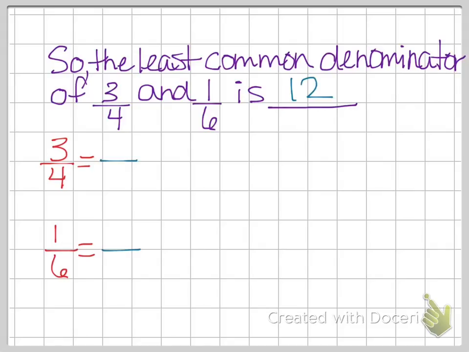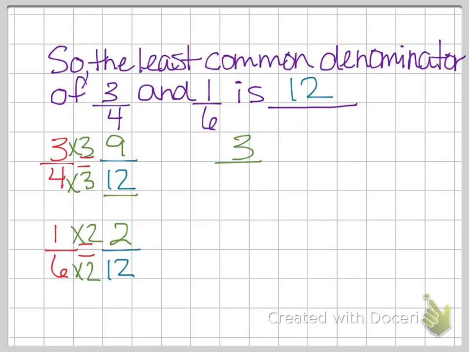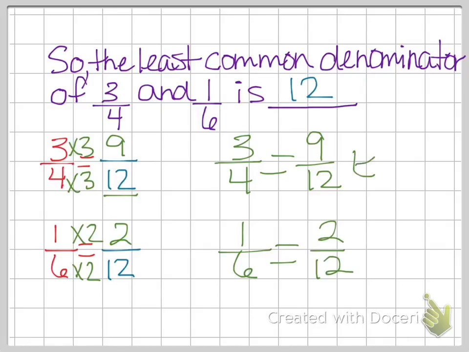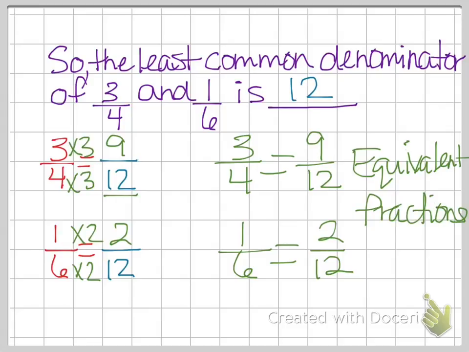So now we will find the equivalent fractions for it. We will put the 12 as the common denominator, and whatever we do to the bottom, we do to the top. So 4 times 3 equals 12, so 3 times 3 equals 9. 6 times 2 equals 12, so 1 times 2 equals 2. So 3/4 is equal to 9/12, and 1/6 is equal to 2/12. These are known as equivalent fractions. Let's move on to the next slide.